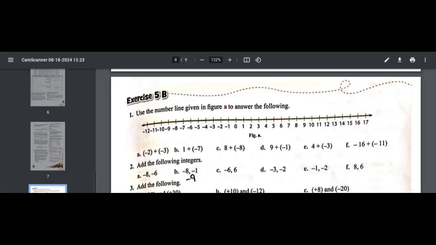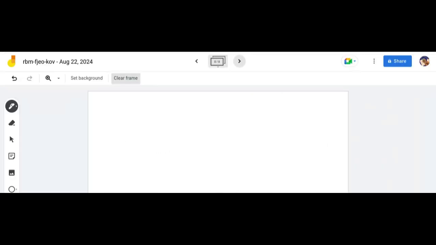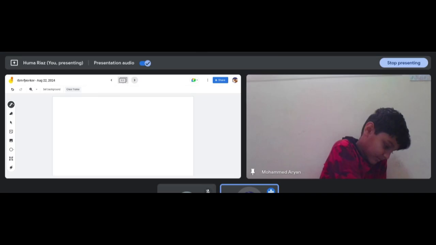This exercise is about the addition of integers. Use the number line given in the figure to answer the following. So for part A, you have to use the number line and represent the answer on the number line. I will solve only one and you have to solve the others.